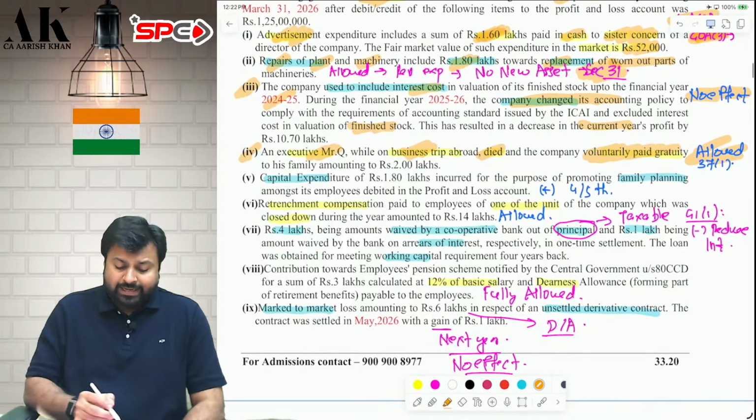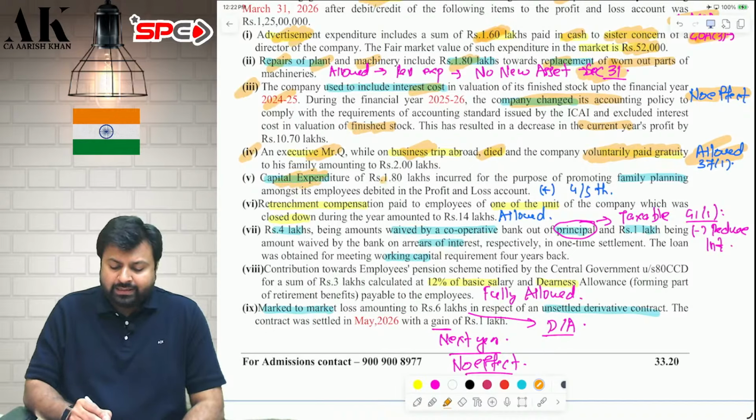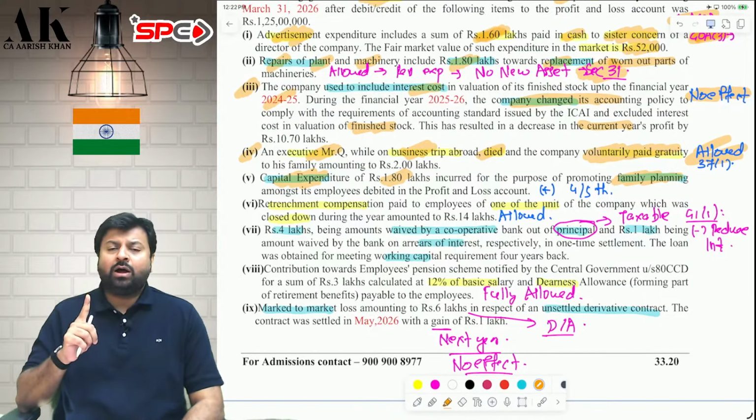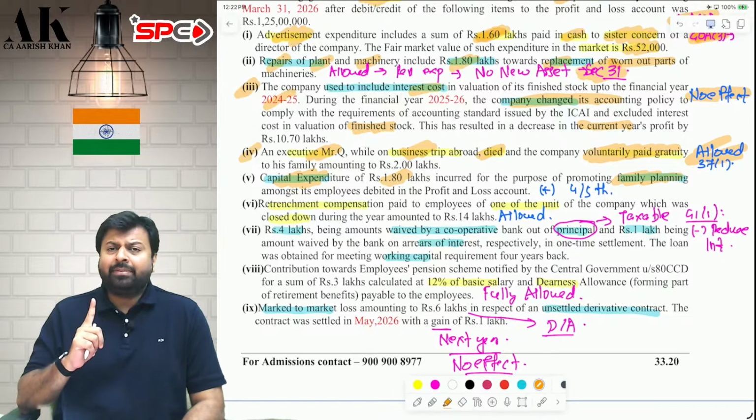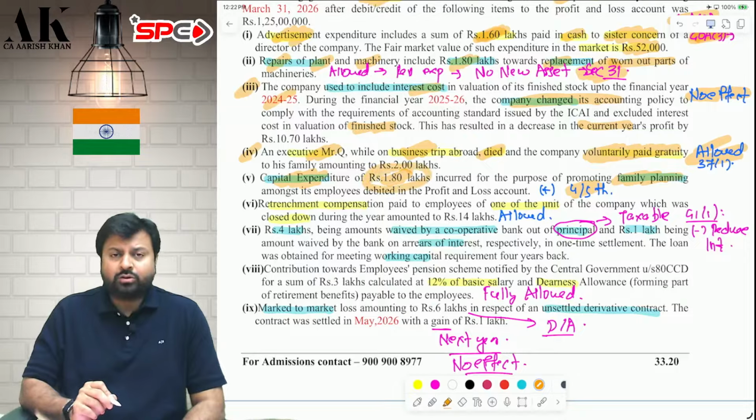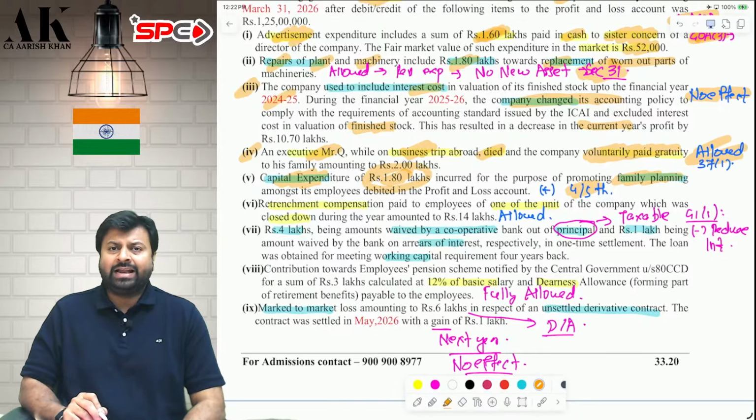Okay. Next one, capital expenditure. You are incurring 1.8 lakh rupees on promoting family planning. So family planning promotion expenses are allowed only to a company, first of all. Second, if it is a capital expenditure, it will be allowed 1/5. Therefore, you have to add back 4/5. You cannot claim deduction of the full 1.8 lakhs. You have to add back 4/5 of the 1.8 lakhs.